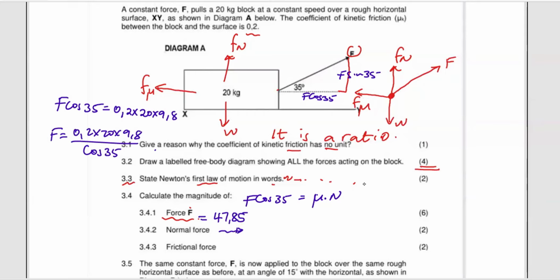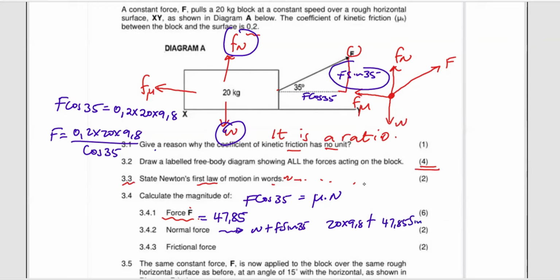Now, normal force is having 2 components, okay? For normal force, we think that this weight is equivalent to this and this component here. So it's going to be the weight plus the F sine of 35. Meaning that our weight is going to be 20 times 9,8 plus the F, which is 47,85, the sine of 35. So this gives me an answer of 66,65 newtons.